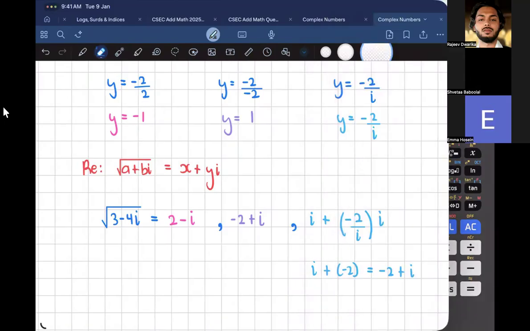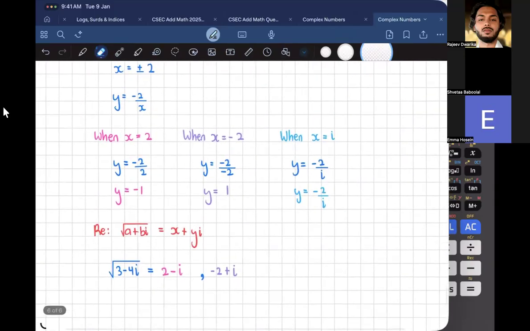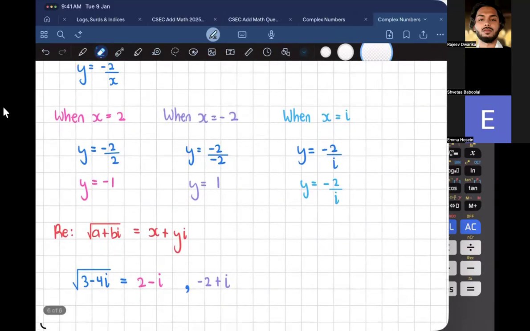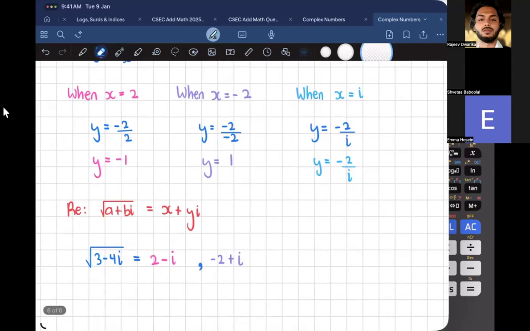And you're probably wondering, well, what am I going to do with minus 2 plus i? Am I going to write it back twice? The answer is you're just going to write it once, because it doesn't make sense writing back the same thing twice. So you understand what I mean?